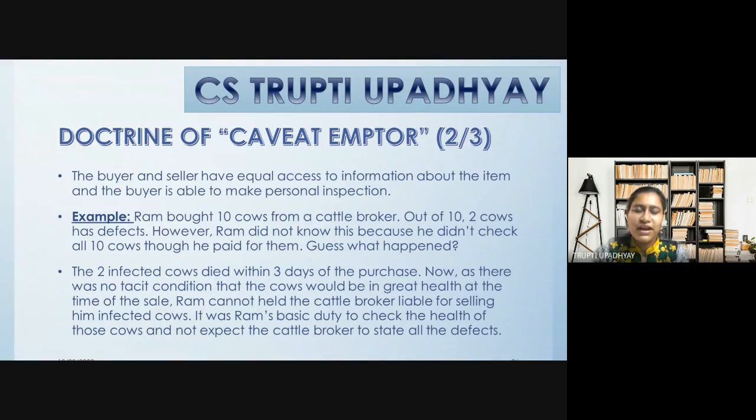The cattle broker cannot be held liable for selling the infected cows to Ram. It was Ram's basic duty to check the health of the cows, and he cannot expect the cattle broker, the seller, to disclose all the defects in the goods. So here, the cattle broker was protected under caveat emptor, and Ram will not be getting any compensation for the bad choice which he has made.